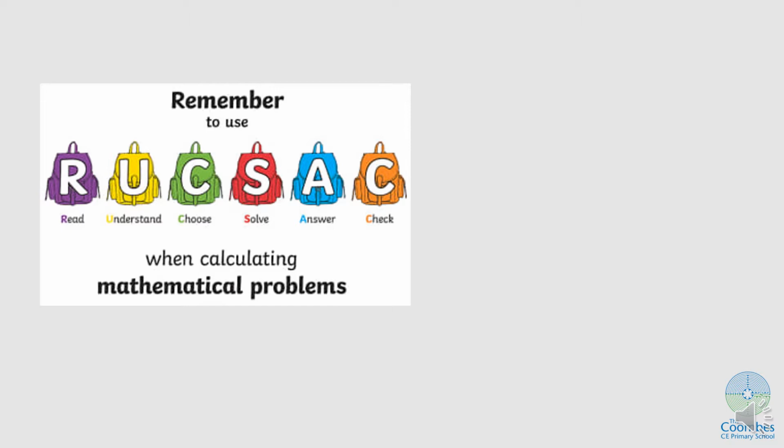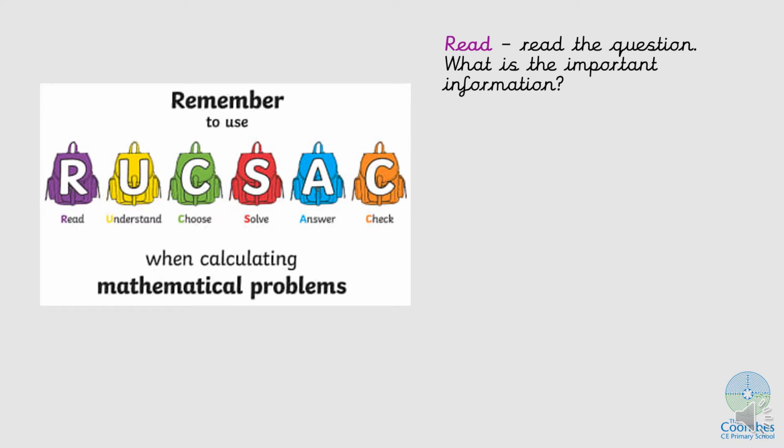Okay, so here we have Rucksack. So Rucksack helps us to solve word problems. Each letter in Rucksack means a different thing. So we've got R, which means read. So read the question. What is the important information? It's the first thing we need to do when solving word problems. Then we've got U, and U stands for understand. What do we need to find out? And at this point, it's also a good idea to underline any important information.